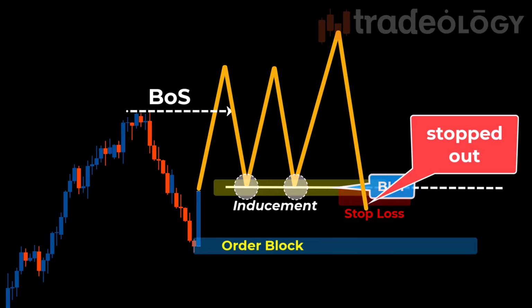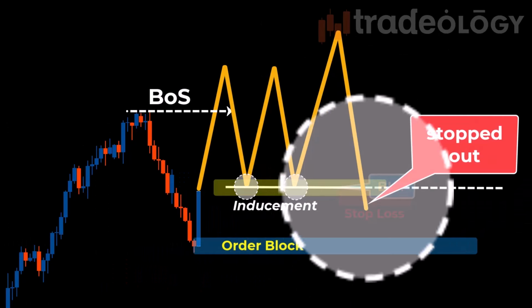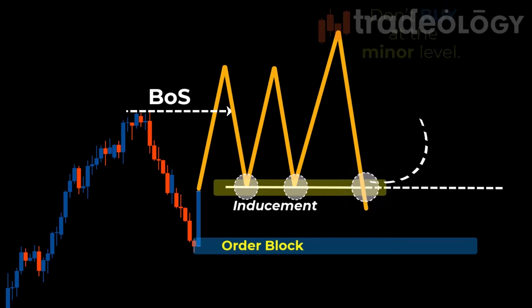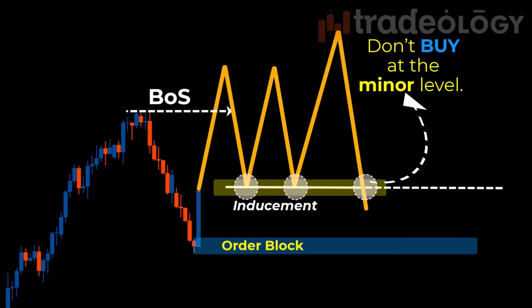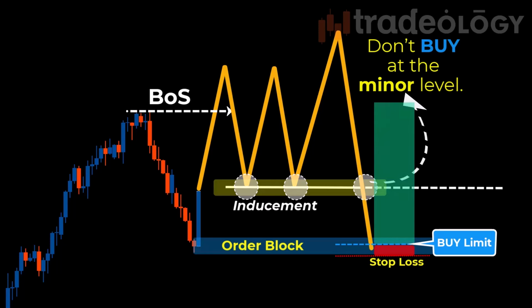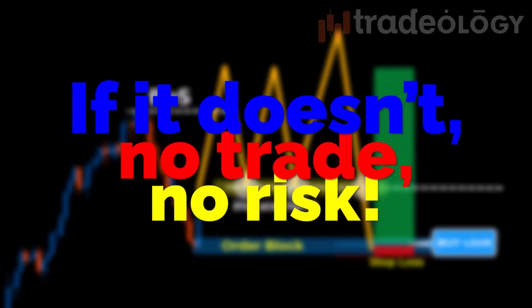Here's how you flip it in your favor. When you see a minor key level above a major order block, you don't buy at the minor level. Instead, you place your buy order smack in the middle of the major block. That way, you only enter the trade if the price dips into the order block. And if it doesn't, no trade, no risk.